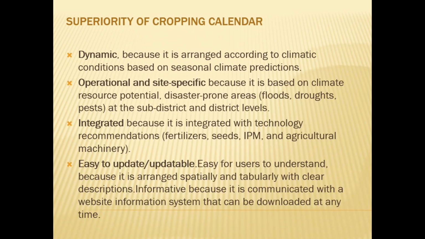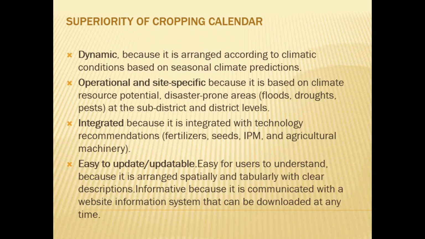Cropping calendar is dynamic because it's well adjusted to conditions of local weather. It's also operational and it's depending on location. Differences in location will cause differences in information issued. It's also integrated because the information from cropping calendar is also related to how much fertilizer will be applied, how many seeds needed, pests and diseases controlling, as well as agricultural tools or machinery needed where we will cultivate the commodities.